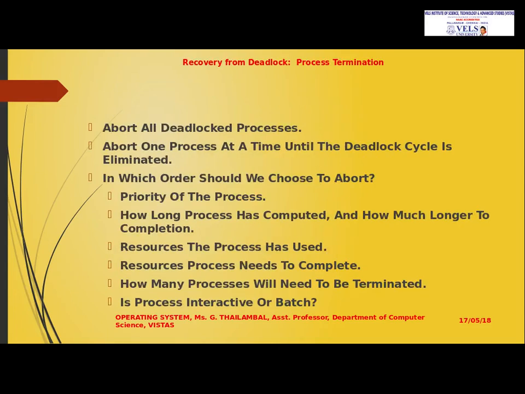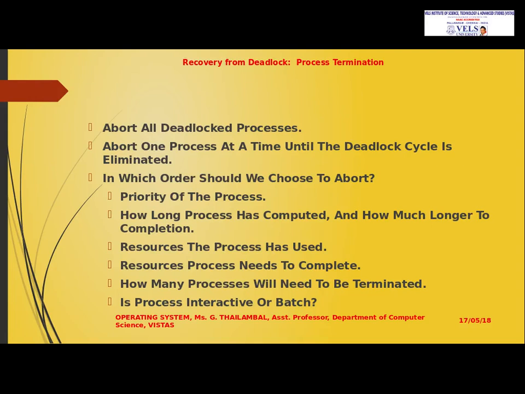Right, and how will you recover from the deadlock? Once the deadlock has been identified with the algorithm, how will you recover from it? Many conditions are there. You could abort all deadlocked processes, remove all of them. But how is that possible? Is a particular process going to be the victim every time? It is not possible, right? So we have to make some conditions for removing the deadlocked processes from the system.